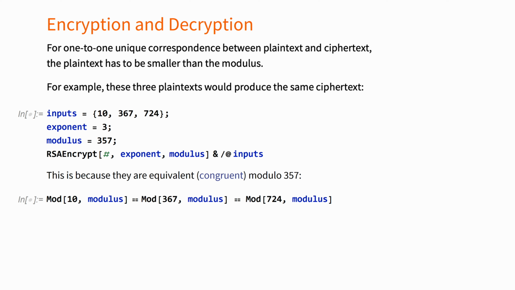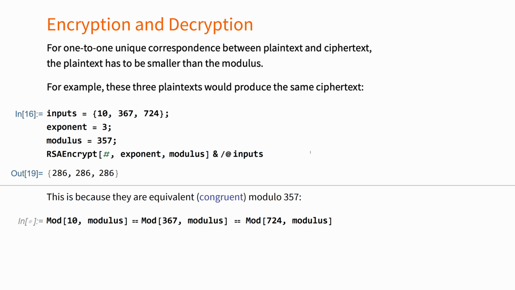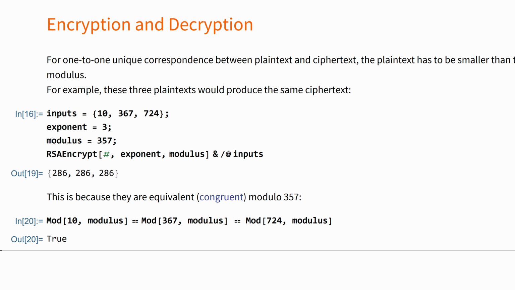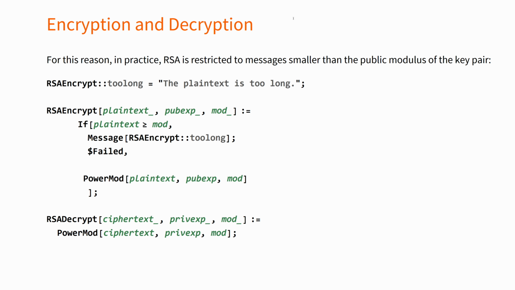Since the RSA algorithm uses modular arithmetic to ensure one-to-one unique correspondence between the plaintext and the ciphertext, the plaintext has to be smaller than the modulus. Otherwise, the encryption may wrap around. For instance, these three plaintexts would produce the same ciphertext in an RSA cryptosystem with a public exponent 3 and modulus 357. This happens because they are equivalent, so they are congruent modulo 357. For this reason, in practice, RSA is restricted to messages smaller than the public modulus of the key pair.